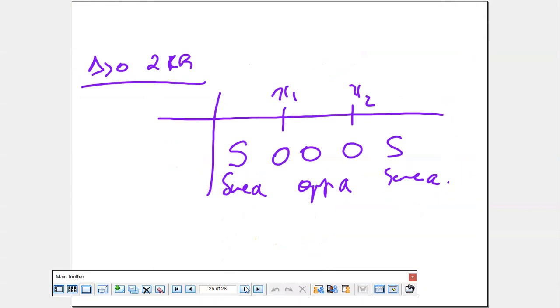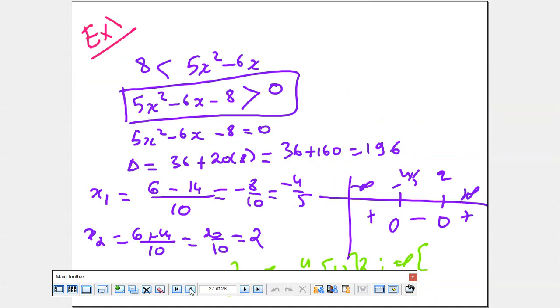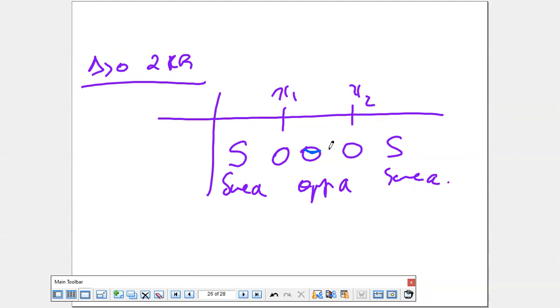So what can I deduce? Every time delta is positive, I have two roots. Those are the zeros. We say S or O: S means same, O means opposite. Same as A, opposite as A, same as A. So if I want to summarize, when delta is positive: same, opposite, same. When delta is negative and delta is equal to zero, I have all the time same as A.